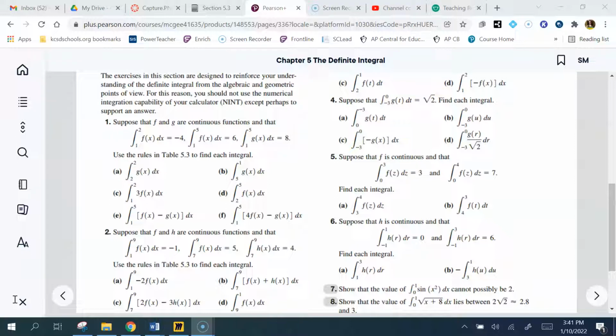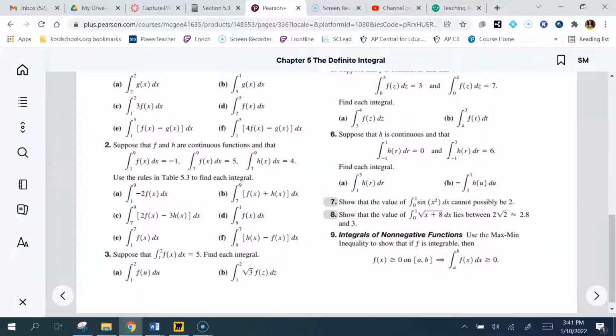From 5 to 1, all it's done is taking this integral and it's flip-flopped your bounds, which means this integral would be -8 and so forth. So that's all that's doing there. So if y'all have any questions there, let me know.